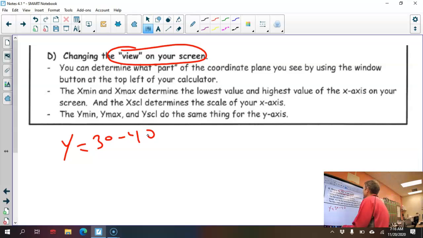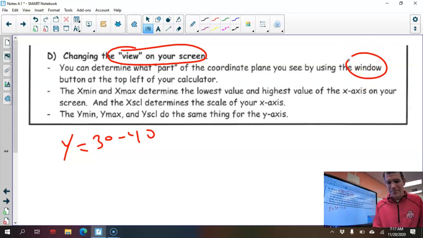So, to fix that, I can hit the window button. There's a window button in the top row of your buttons. And if I go to X max and I make the maximum 50, and then I hit graph, let's see what happens. Uh-oh, still not good enough for me.